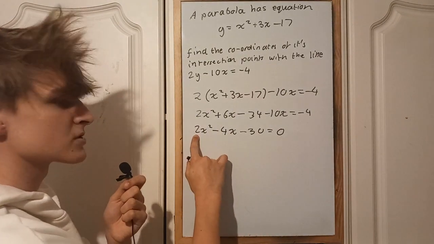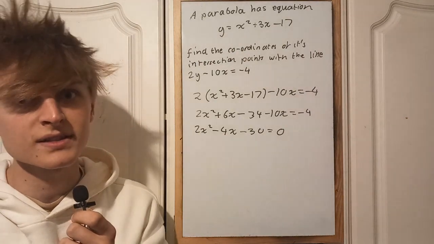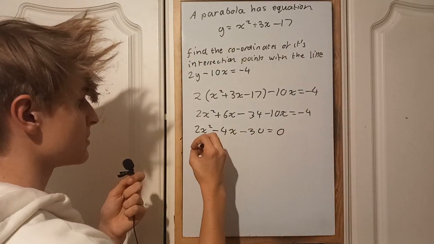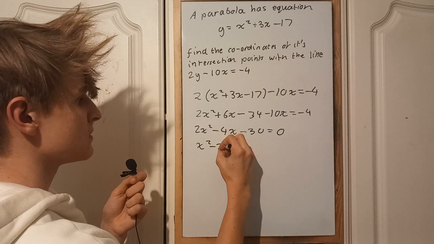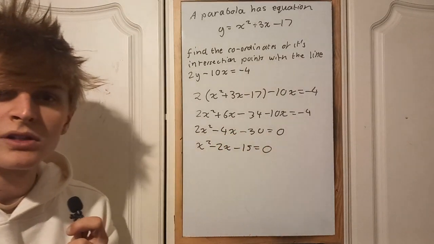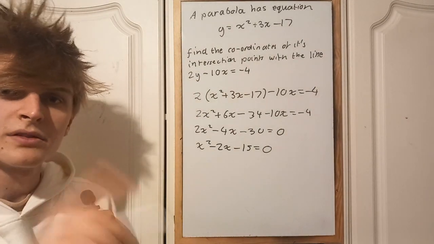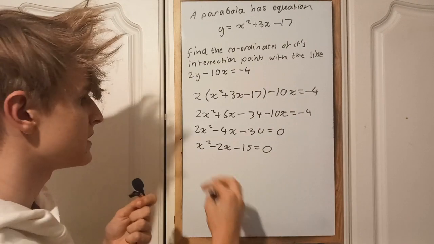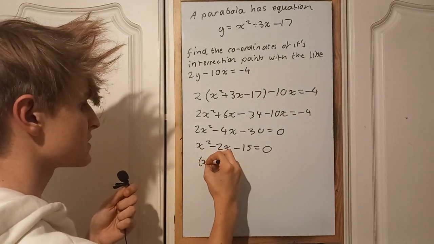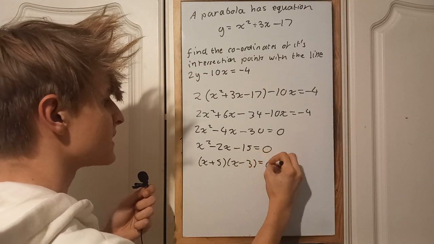And that will also make sure that the coefficient of x squared is 1, which if you know anything about solving quadratics, that's always handy. Dividing everything by 2, we get x squared minus 2x minus 15 equals 0. And now we can choose to solve this either with the quadratic formula, completing the square, or factorizing. I'm going to do factorizing because you can notice that this quadratic can be factorized as x plus 5 times x minus 3, and that still equals 0.